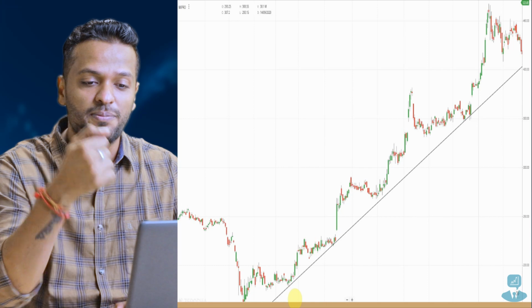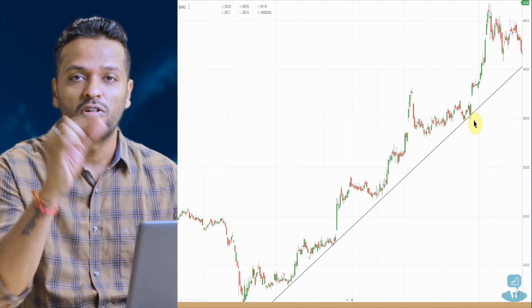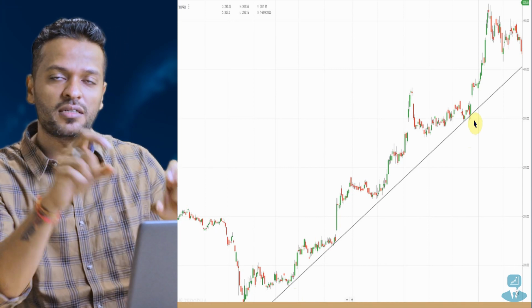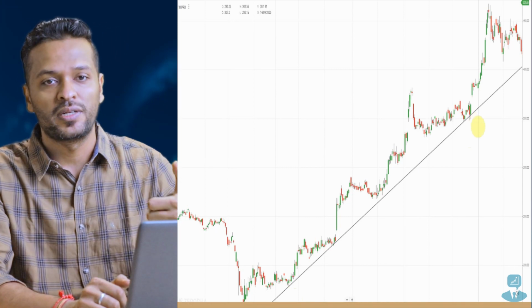It doesn't give you the exact price, because there are a lot of times when the trend line got breached by a little and then the market went up. So look out for the zones where you can enter rather than picking the exact price where you can enter.